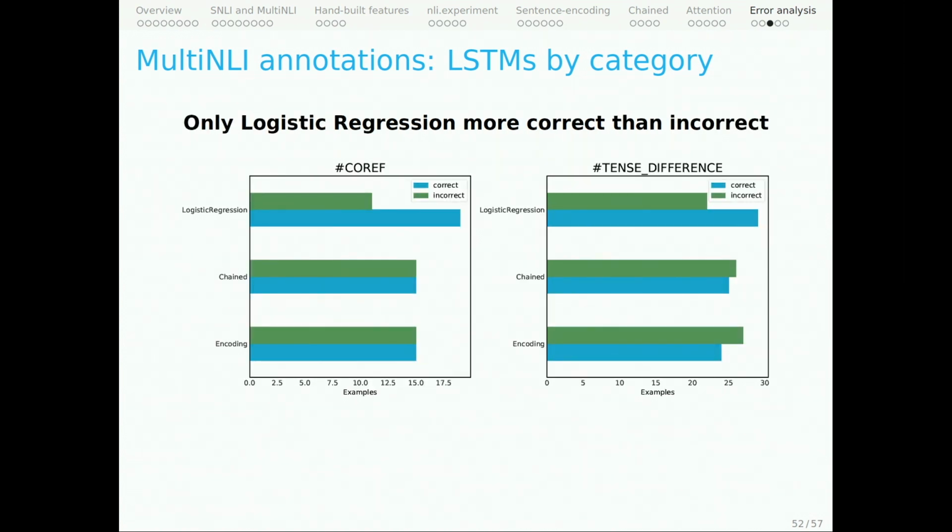Here's a case where only the logistic regression was more often correct than incorrect. The other models were the reverse, and that's co-ref and tense differences. And that's kind of interesting.